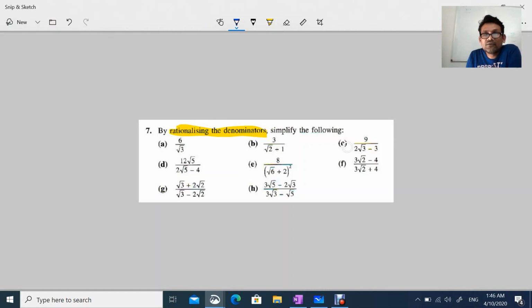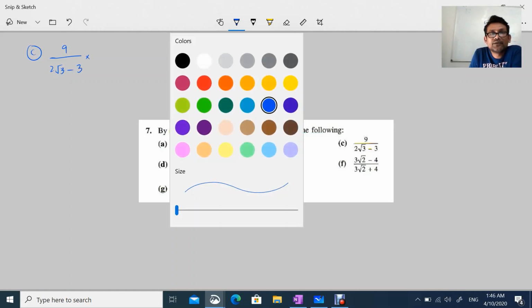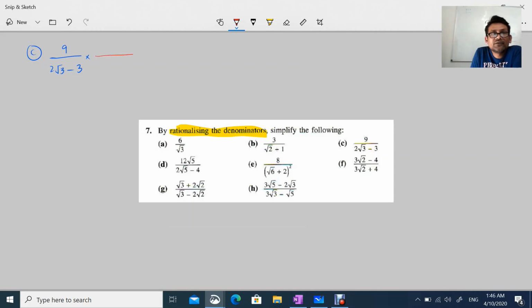I would like to give first C. C is 9 divided by 2 under root 3 minus 3. I have to multiply and divide it by the conjugate to remove this. Okay, what is the conjugate? Denominator 2 under root 3, this minus will become plus. This is called the conjugate. I will write the same here.